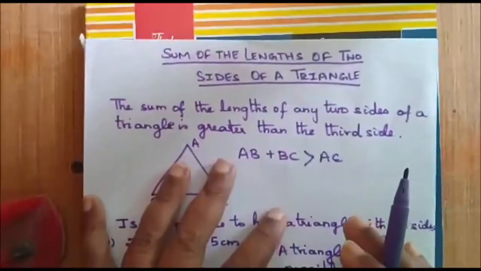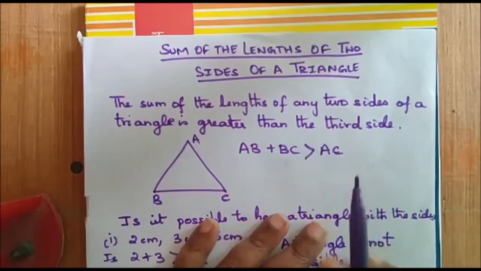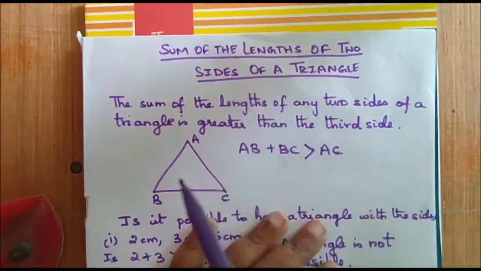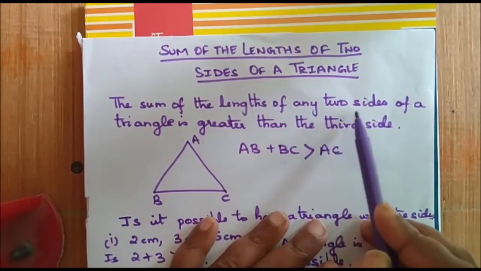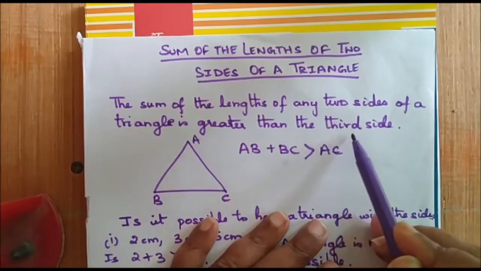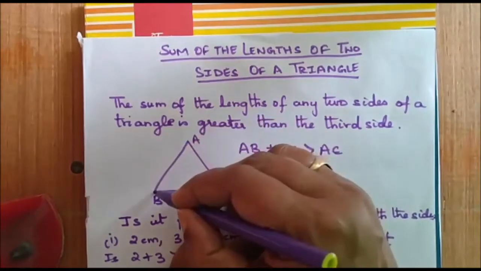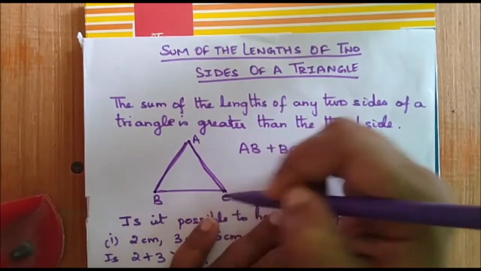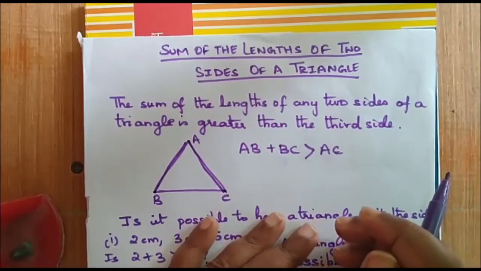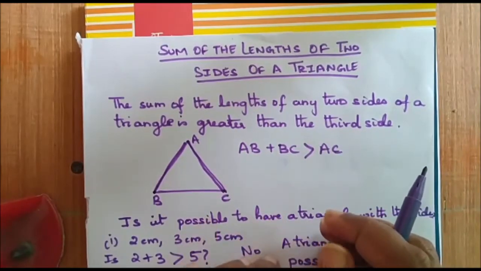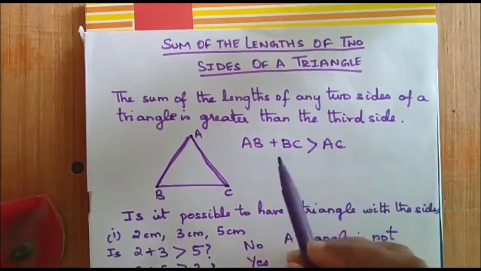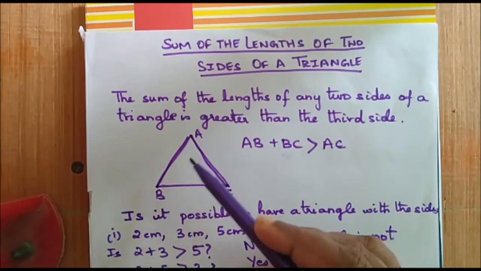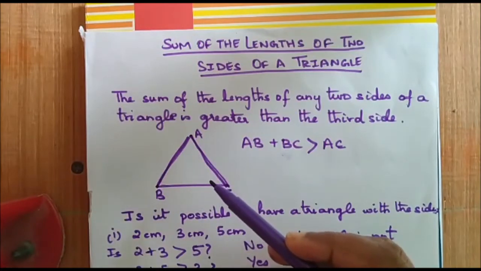Okay. Now we'll go to the next property of triangles: the sum of the lengths of two sides of a triangle. The sum of the lengths of any two sides of a triangle is greater than the third side. That is, if I take the sum of AB and AC, it will be greater than the third side. Only then can you form a triangle. Therefore, AB plus BC is greater than AC. This holds good for any two sides of a triangle.